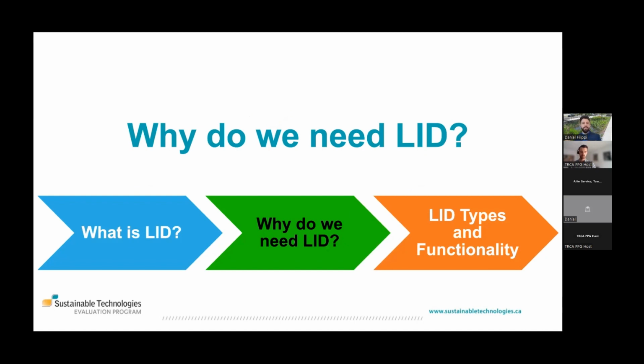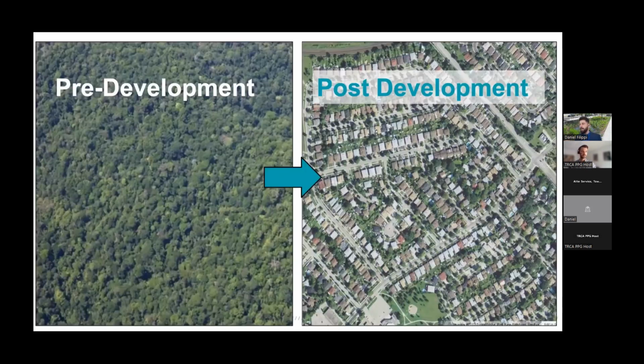So now we've talked about what green infrastructure is at a high level, and what low impact development and natural vegetated features are at a high level. But why do we need it? A lot of our areas, neighborhoods, and communities we've lived in over time have gone from the picture on the left, the pre-development scenario, where we had natural vegetated features, large woodlots, fields, and the like.